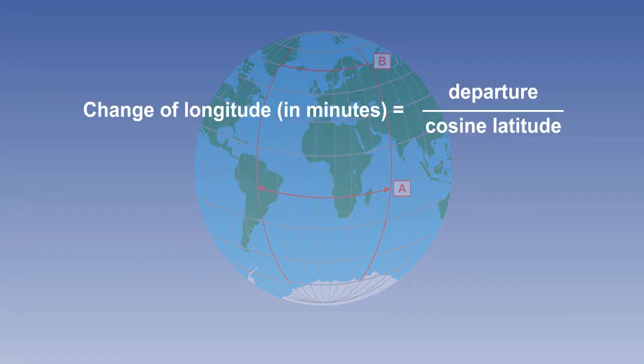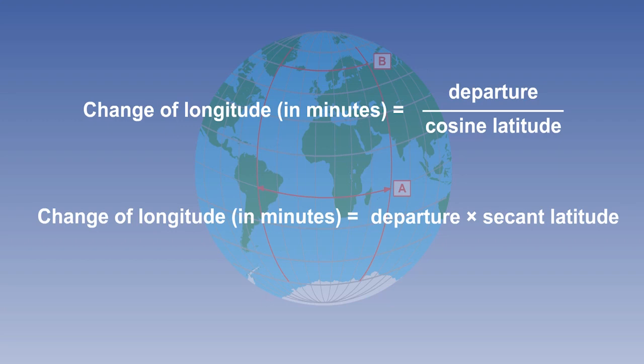The equation linking departure and change of longitude is that change of longitude in minutes equals departure over the cosine of latitude. However, there is a mathematical function called the secant, which is simply the reciprocal of cosine. For instance, the cosine of 60 degrees is 0.5, so the secant will be 1 over 0.5, which is 2. So we can rewrite the above formula as change of longitude in minutes equals departure times secant latitude.